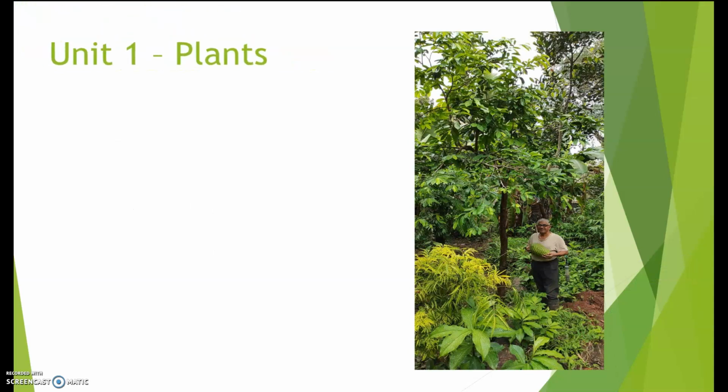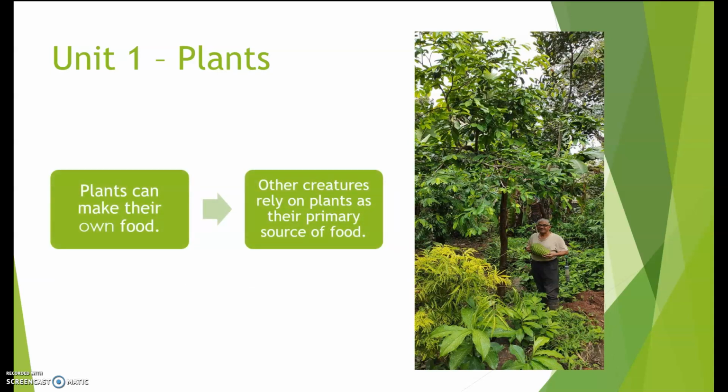Now let's move on to our lesson. As we already talked about this last meeting, now we will take a look again and review. Okay, if you have your books, you can open again your books on page 2, page 3. Plants can make their own food. Repeat after me. Plants can make their own food. Very good. Repeat after me. Other creatures rely on plants as their primary source of food.